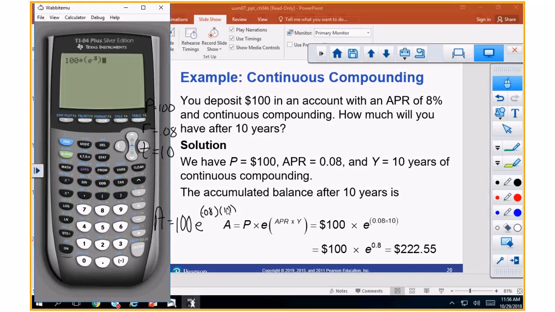Parentheses. All right, everybody look at the way I type that in. 100 times parentheses E, and then it'll automatically send you up to the exponent. Type in 0.8 or 5 or 10 or whatever, and then move over to the right one time, and that'll put it back on the bottom line and hit parentheses. And what did y'all get? You should have got 222.55. Who's got a question?